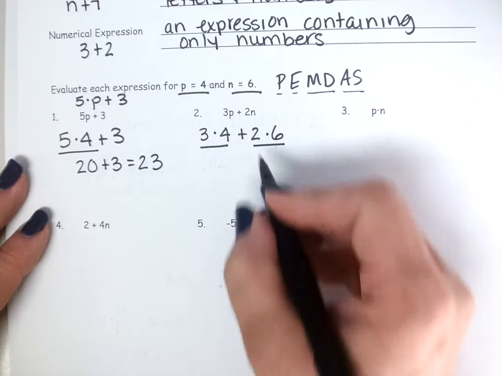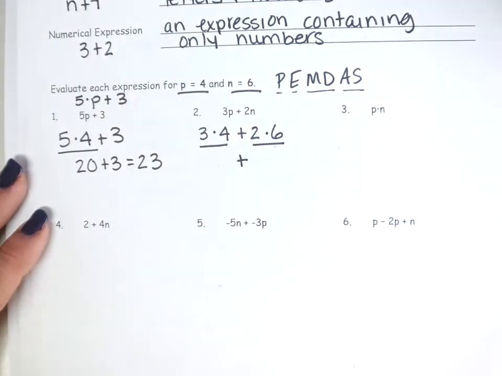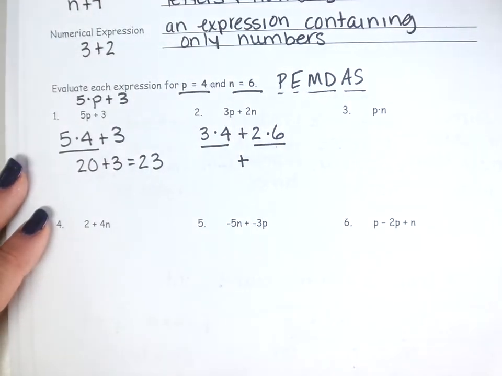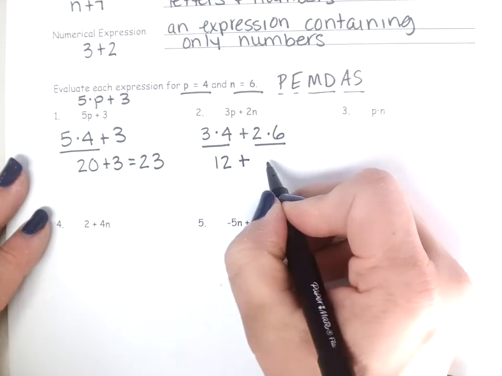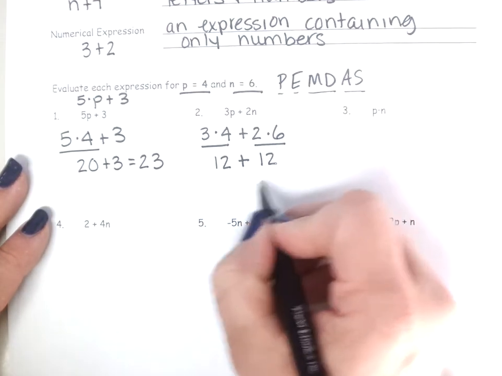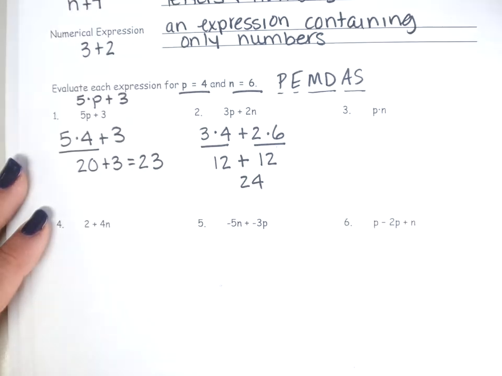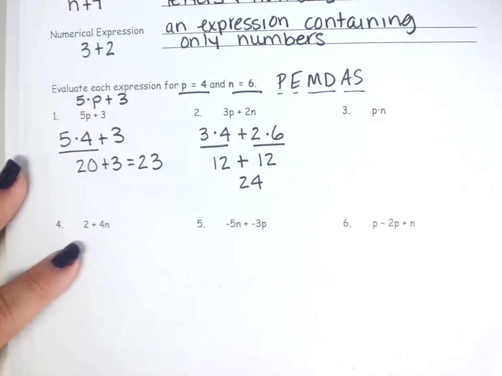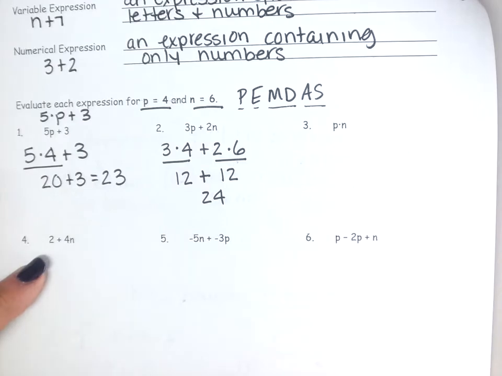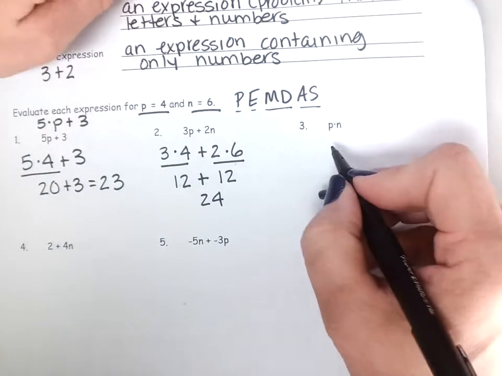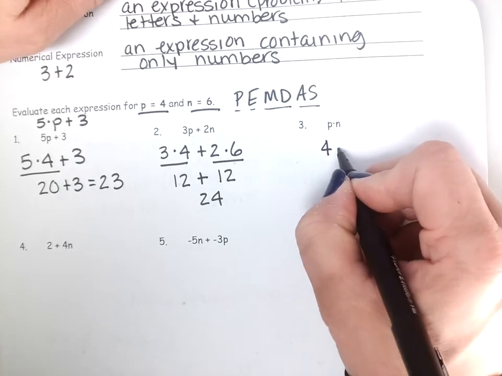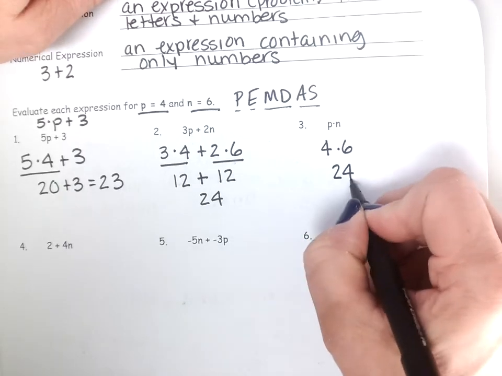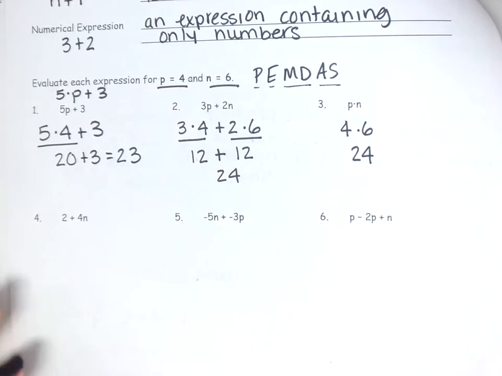Now, because this is separated by a plus here, I can do both of those multiplies at the same time. So I can do 3 times 4 is 12 and 2 times 6 is 12, and then when I add those two together I get 24. P times n, there's a dot in between that one. Even if it didn't have a dot, it would still mean times.